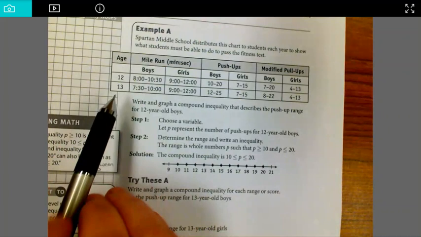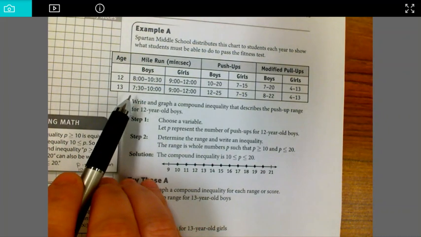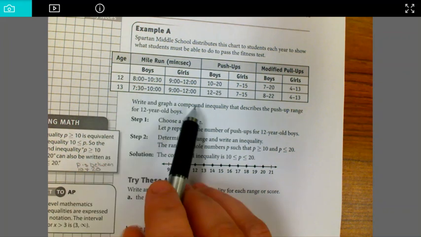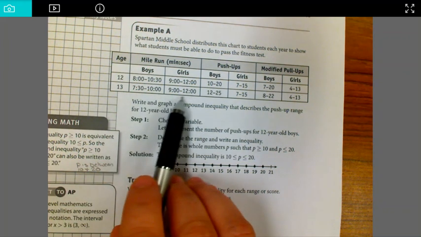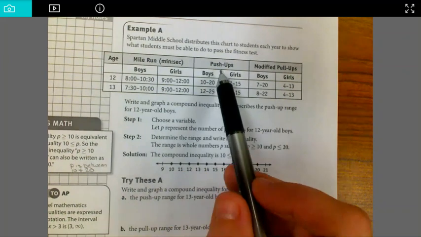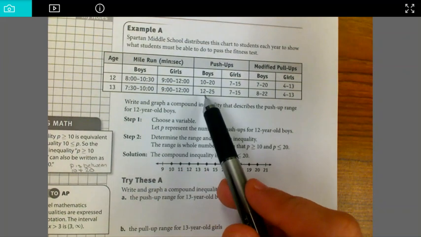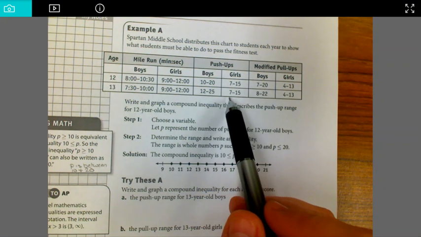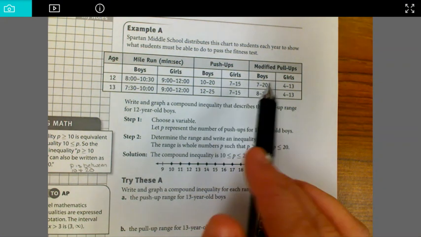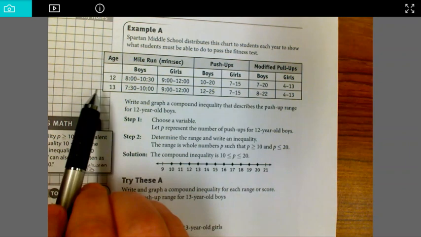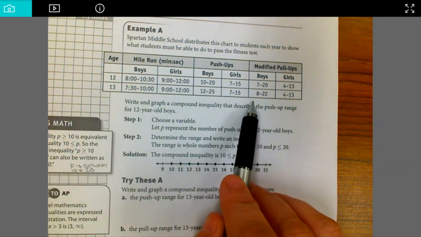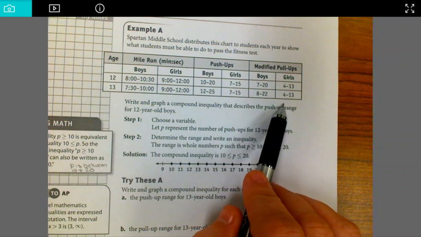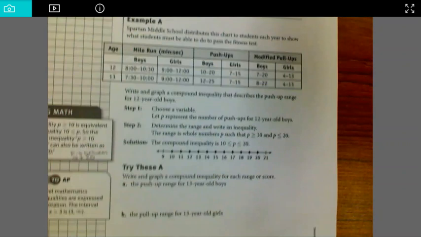At the age of 13, the boys should now run that mile between 7 minutes and 30 seconds to 10 minutes, and the girls will continue to stay at the 9 to 12 range. Push-ups, the boys should now be able to do between 12 and 25. The girls continue to stay at that 7 to 15. Boys for modified pull-ups at the age of 13 should be able to do between 8 and 22, while the girls stayed from 4 to 13.